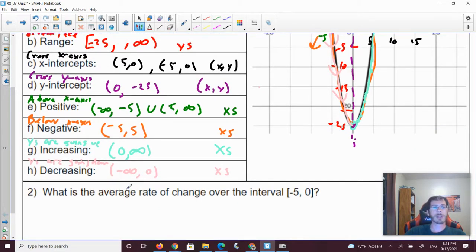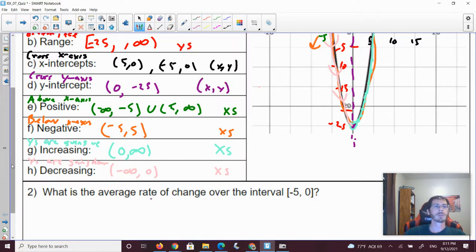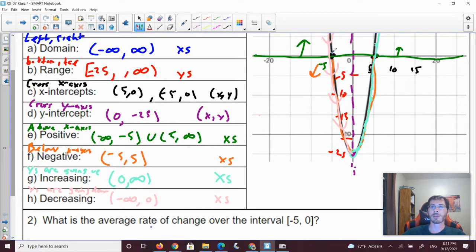Question 2 deals with the same graph. We have to find the average rate of change over the interval -5 to 0. So to do that, do I have any other good colors? Let's use this thing. So what I need to do is find -5 and 0 on the graph. There's -5 and there's 0. Remember, these are going to be x coordinates. This is like x2, and that's like x1, or x1, x2. You can flip them if you want.